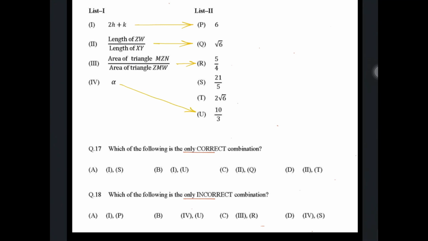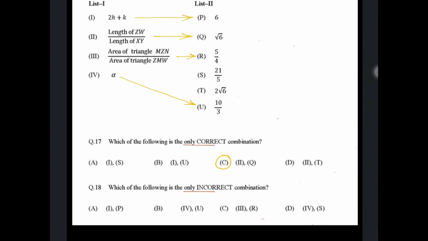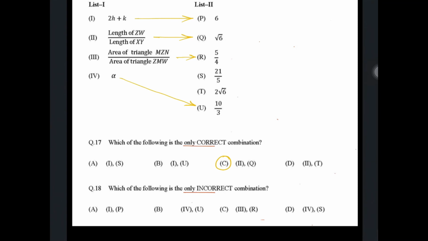Now we have been asked which of the following is the only correct option. So 1 is matching with P, so these two are incorrect. 2 is matching with Q, it is correct, and 2 is matching with T. So the only correct option is C, and only incorrect combination. 1 matches with P is correct, 4 matches with U is correct, 3 matches with R is correct, so D is incorrect.